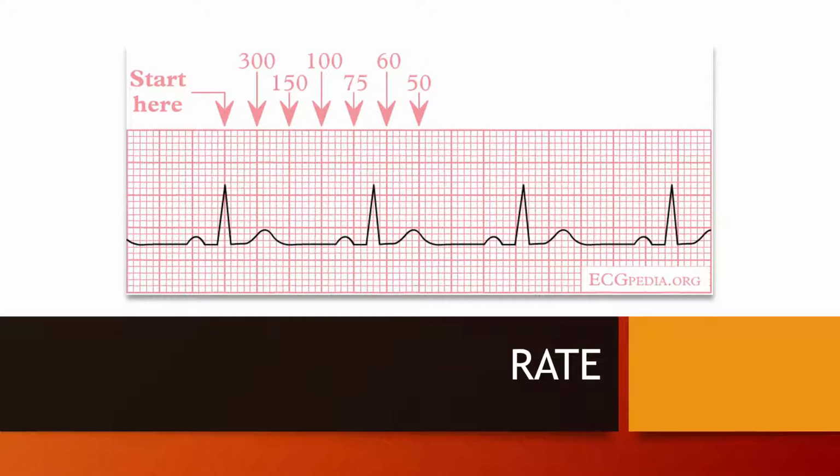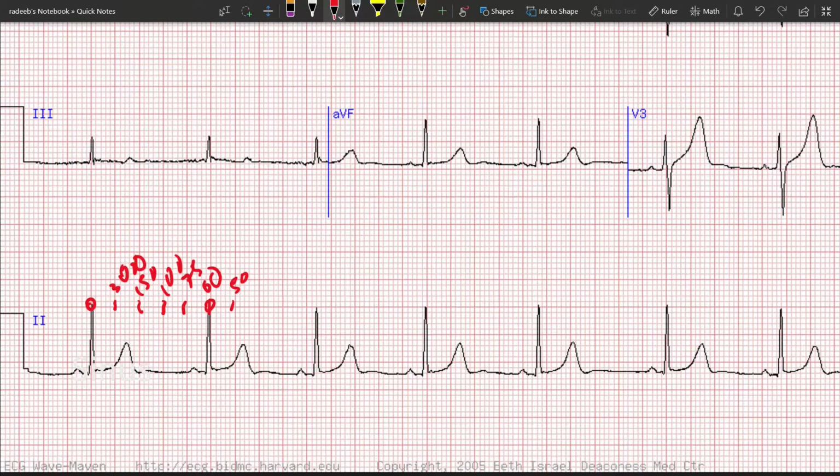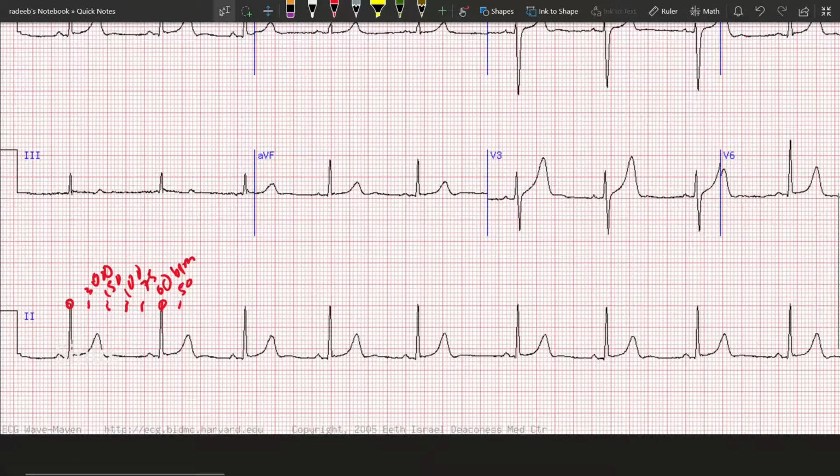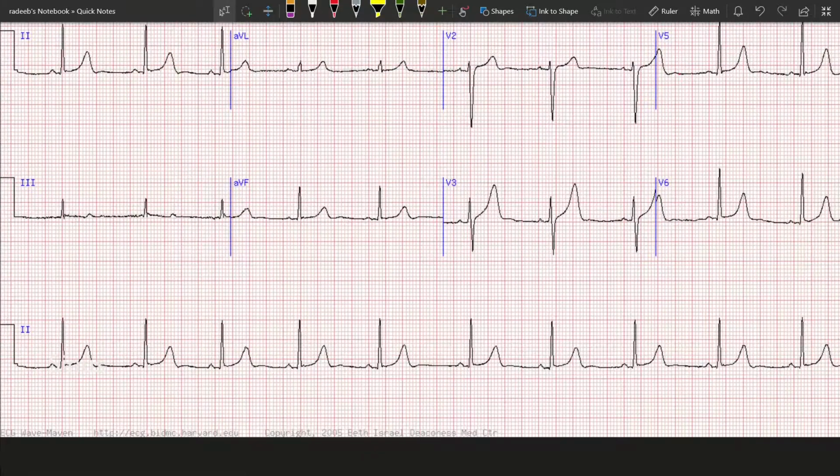With this method, you also have to make sure you have a regular rhythm. If you have an irregular rhythm, this method would not be as helpful. According to this, we have a rate of 60 beats per minute. And when we look at our rhythm, it looks generally regular, but we'll get to rhythm soon. The other method to calculate the rate is to count the number of R's and multiply by 6. So if we do this, we can count 1, 2, 3, 4, 5, 6, 7, 8, 9, 10 times 6 equals 60 beats per minute.